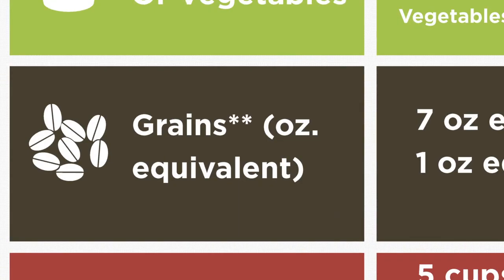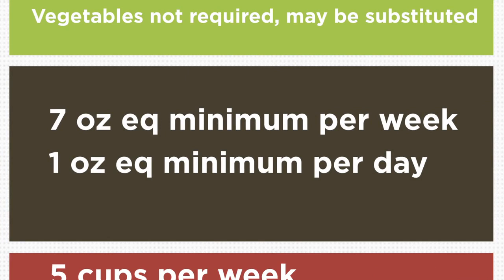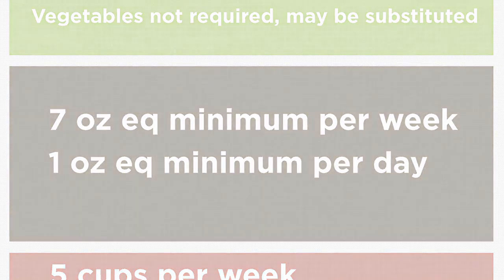For grains, a minimum of 7-ounce equivalents are required per week for students in grades K through 5, and at least 1-ounce equivalent must be offered daily. At least half the grains must be whole grain rich for school year 2013-14, and in the school years 2014-15 and beyond, all grains must be whole grain rich for all grade levels at breakfast.